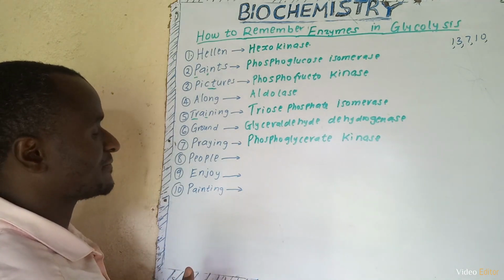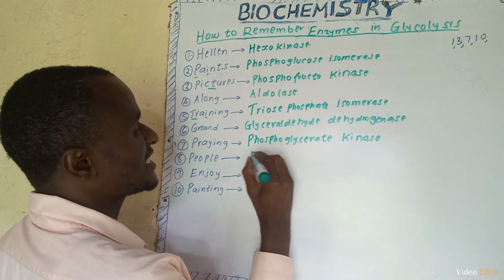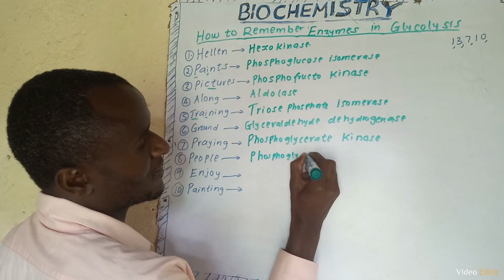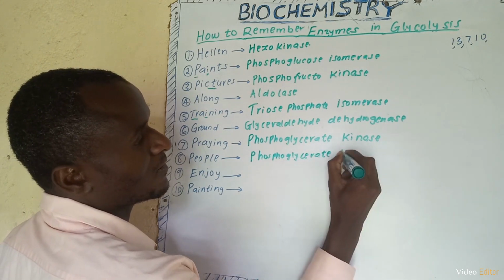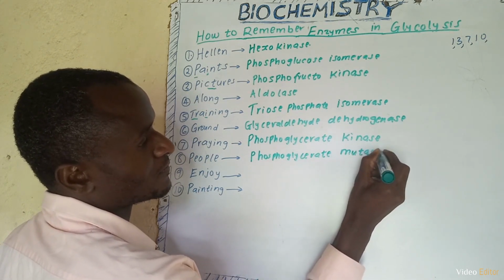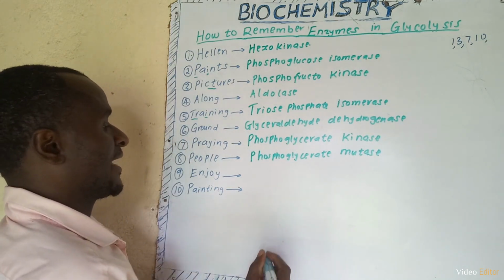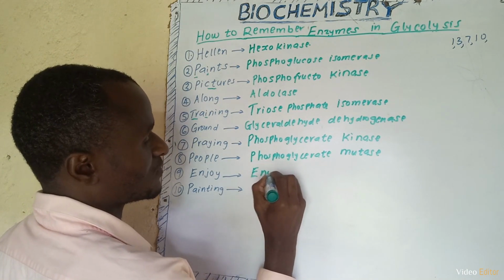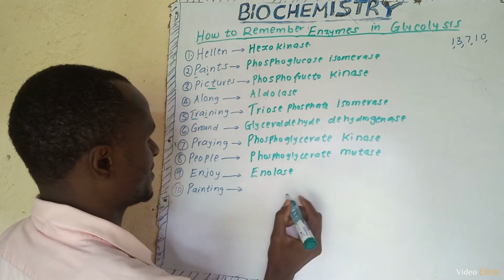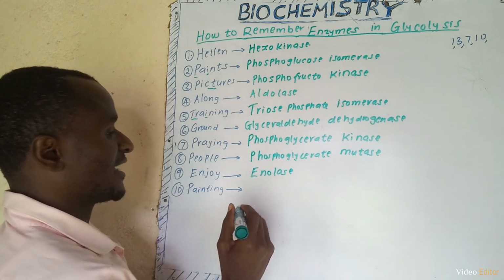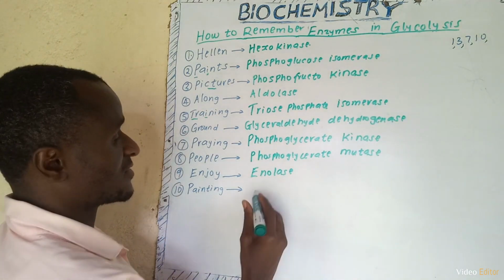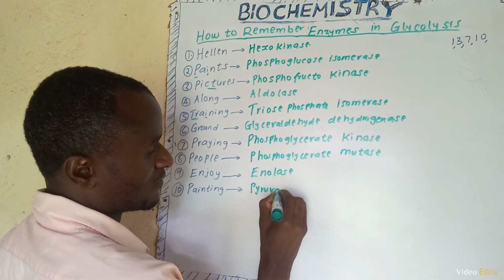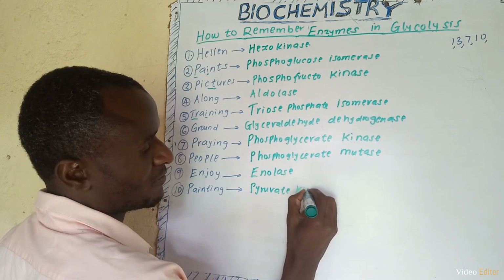Step number 8 is phosphoglycerate mutase. Number 9 is enjoy, that is enolase. Painting, that is a kinase. So our last molecule here is pyruvate, so it is pyruvate kinase.